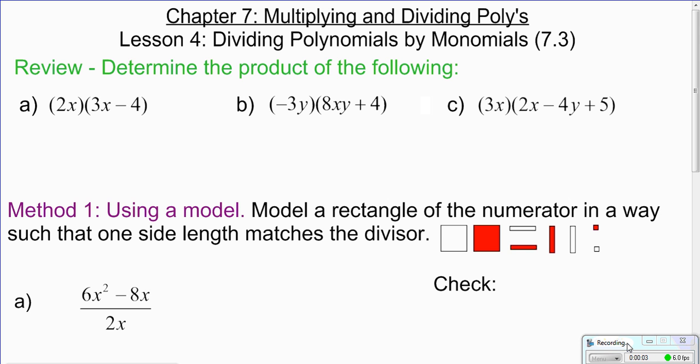So the fourth lesson for Chapter 7 deals with dividing polynomials by monomials. Again, before we get into this division, I would like to do a review of Lesson 3. So if you could do those 3 questions by yourself, and just check your answer with the answer that I have. And if you have your work shown, that's what I'm looking for, right? I'm going to give you the solutions, so you make sure that the work matches the solution.